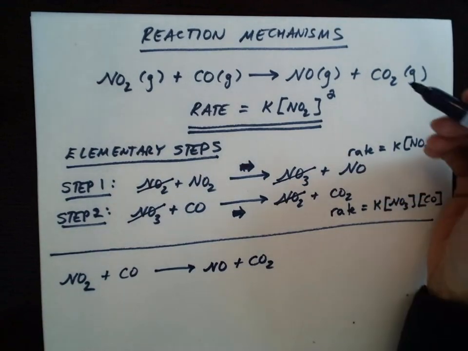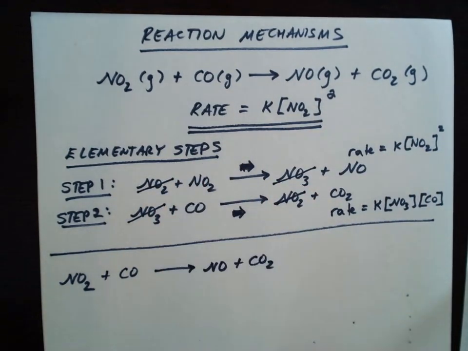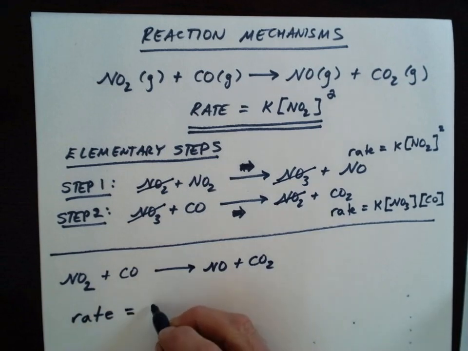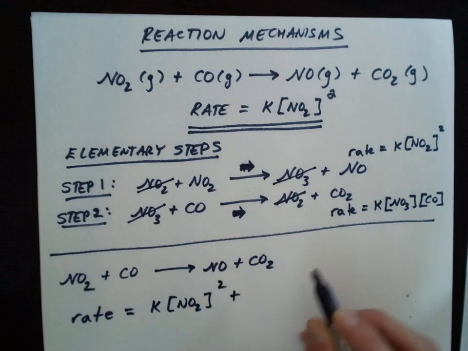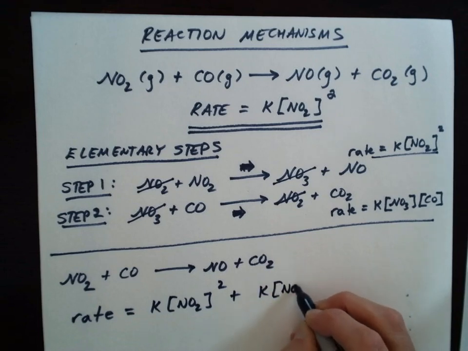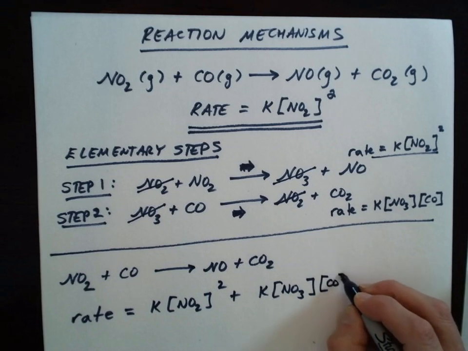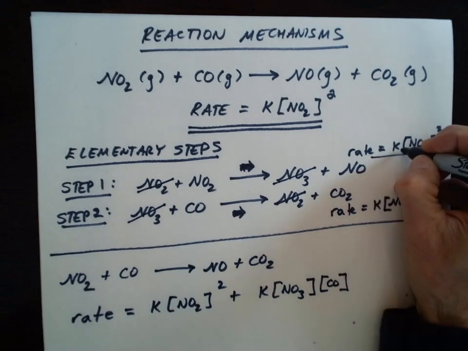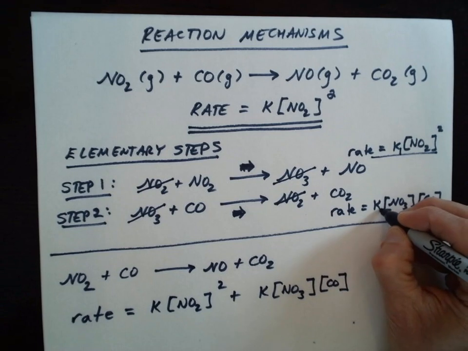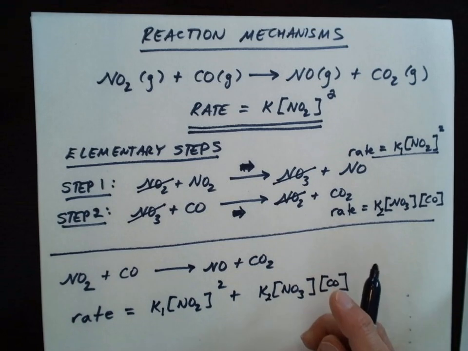We would note that the overall rate for this reaction should be the rate of these two steps combined. So the overall rate is going to be k times the concentration of NO2 squared, that's the rate of the first step, plus the rate of the second step, which is k times the concentration of NO3 times the concentration of carbon monoxide. And we're going to need to designate these rate constants as being different from one another. This is the rate constant for the first step. This is the rate constant for the second step.